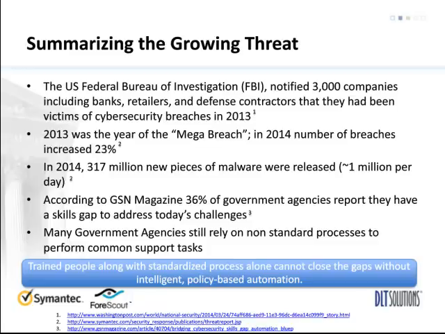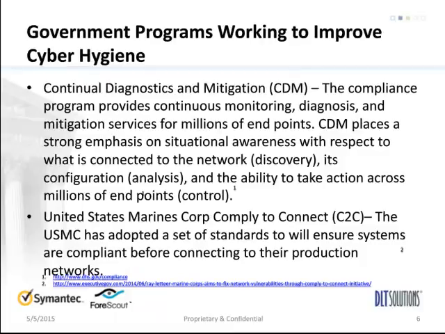But referencing specifically the third bullet, 36% of government agencies report that they have a skills gap to address today's challenges. That's very telling. That absolutely says the problems here, the scope is very large, and unfortunately we don't have the talent, and in many cases can't afford the talent to take care of that. And what that means is many government agencies also still rely on non-standard processes to perform common support tasks.